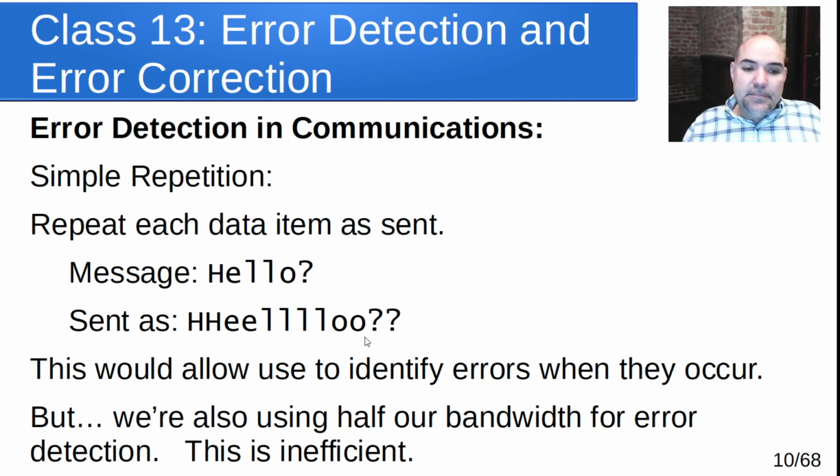Now, one thing to note about this, though, is notice that we're wasting half, or I'll say using instead of wasting, we're using half of our bandwidth for error detection. In other words, we're doubling the length of the message. Hello turned into twice as many characters as it was before. So that's fairly inefficient. So what we're going to see going forward is we want to move to something that doesn't waste as much bandwidth, but can still detect when errors occur.